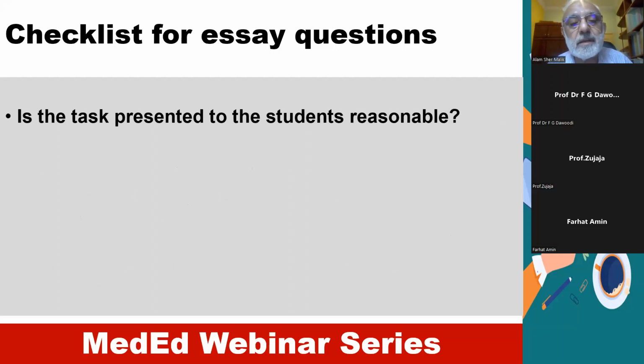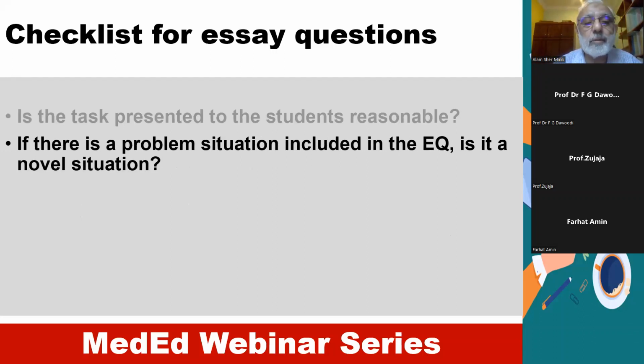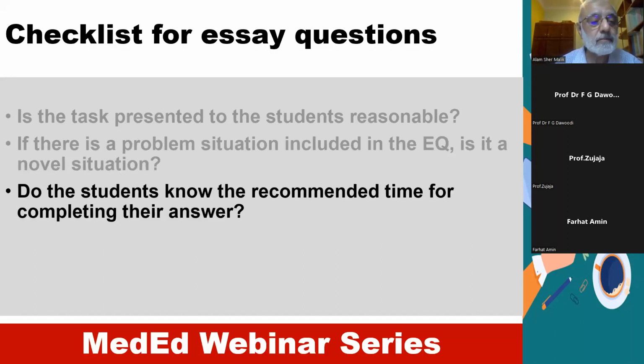Is the task presented to students reasonable for their level? Is it not too difficult or too easy? Is there a problem situation included in the essay question? Is it a novel situation? We should not be talking about the situations in the scenarios which we commonly use as examples, but we should create a slightly different situation based on the same principles.